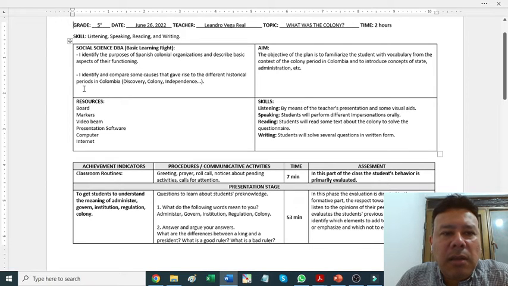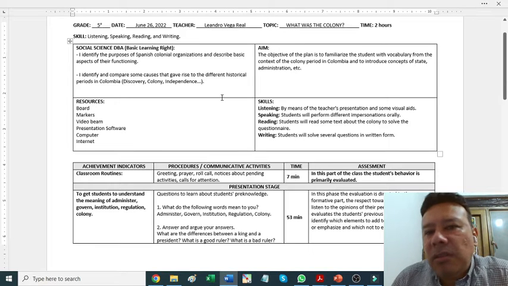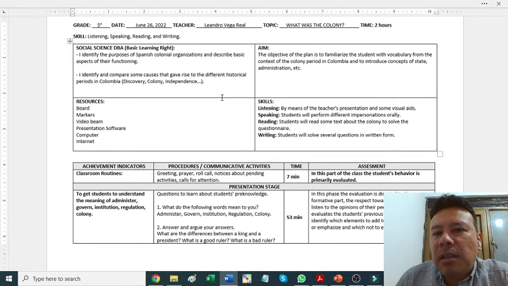Second, identify and compare some causes that gave rise to the different historical periods in Colombia: discovery, colony, independence. Objectives. The objectives of the plan are to familiarize the student with vocabulary from the context of the colonial period in Colombia and to introduce concepts of state administration, etc.